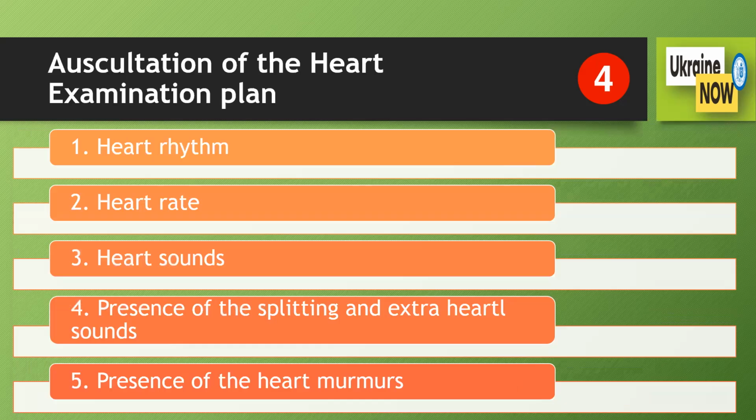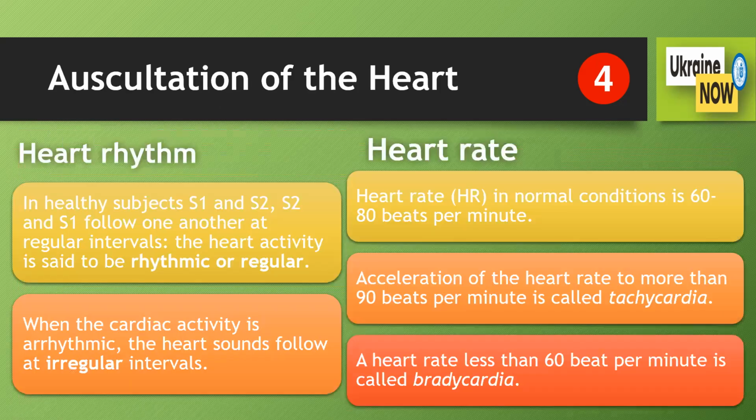So, the examination plan during auscultation should include evaluation of the following items: heart rhythm, heart rate, heart sounds, presence of splitting and additional sounds, and presence of heart murmurs. Heart rhythm in healthy subjects: S1 and S2, S2 and S1 follow one another at regular intervals. The heart activity is said to be rhythmic or regular. When the cardiac activity is arrhythmic, the heart sounds follow in irregular intervals.